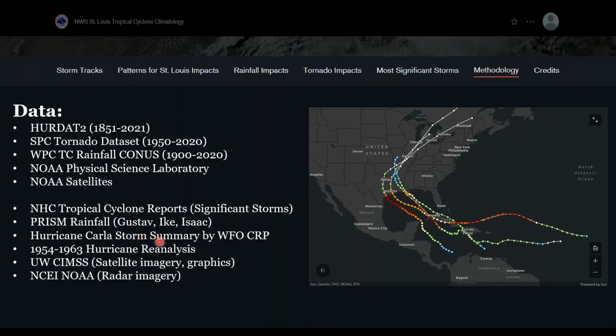For Hurricane Carla, I wanted to also acknowledge that some of the storm summary from that storm was from WFO CRP's, I believe, 50th anniversary summary that they created, as well as the 1954 to 1963 hurricane reanalysis, which actually ended up downgrading Hurricane Carla from a Category 5 to a Category 4. And then also just acknowledgement to UW-SSEC and NCEI for their data for satellite and radar.